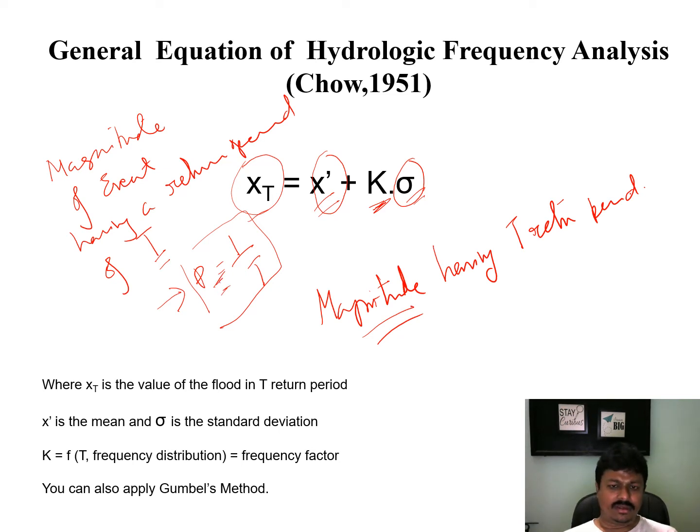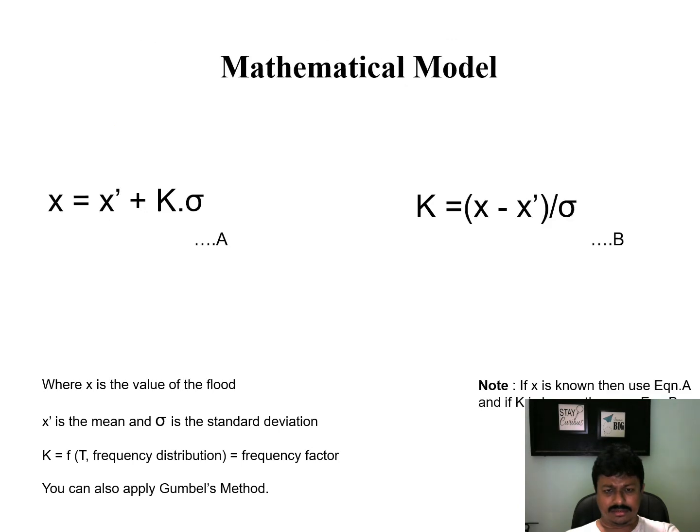Right? So this is a very easy way of finding the magnitude of an event if I know the mean and standard deviation of that event. So just find the probability with the help of the return period, put it in the place of k, and you will get the magnitude of that event at that return period. Okay. So these are various mathematical models.